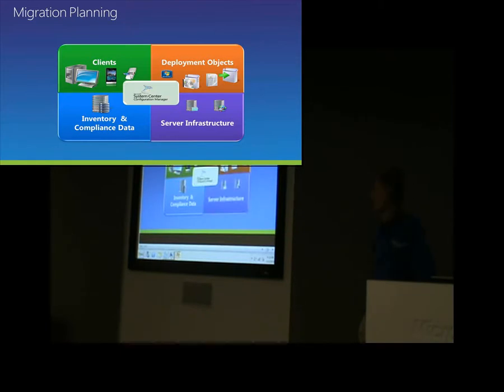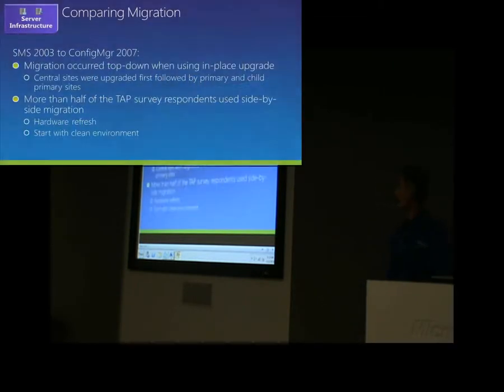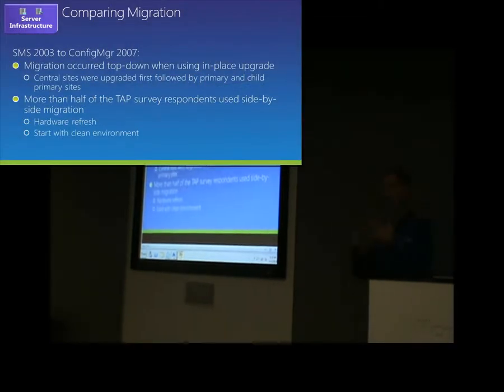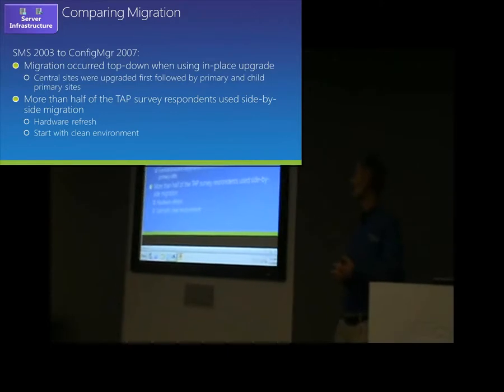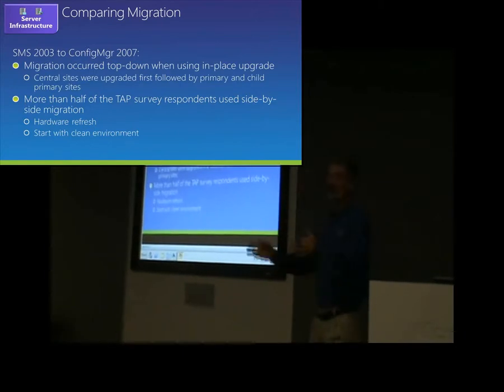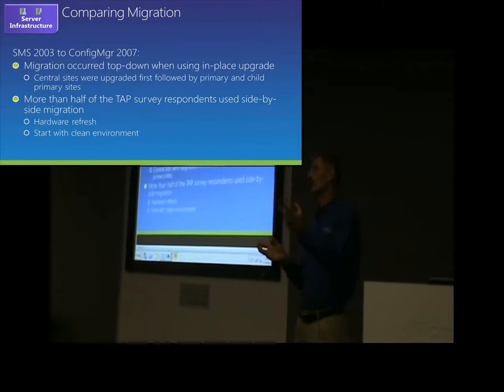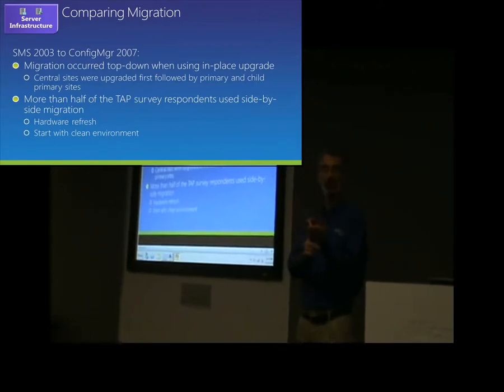And then your server infrastructure. When you migrate clients over, you have to have the appropriate server infrastructure so they can still be managed appropriately. So those are the 4 quadrants. First is server infrastructure. No sense migrating clients until you have the appropriate server infrastructure there. When you moved from SMS 2003 to ConfigMgr 2007, there were 2 different ways to migrate: in-place upgrade and side by side.